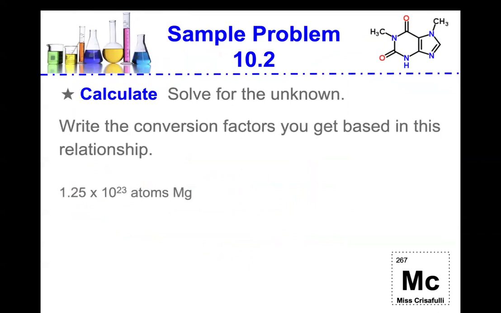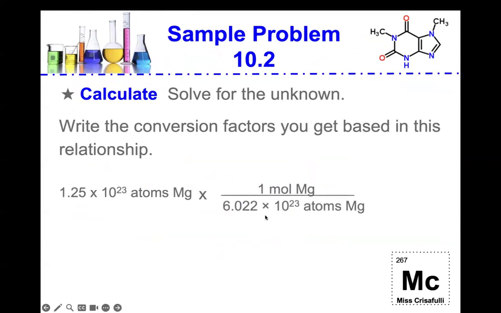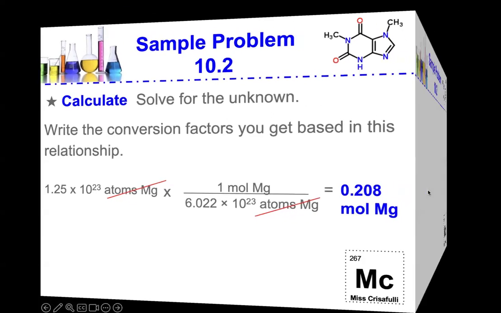We have 1.25 times 10 to the 23rd atoms of magnesium, and we're going to take the conversion factor, which puts Avogadro's number on the bottom because we want to make sure atoms of magnesium cancels out. And then we're left with moles. So we're basically taking 1.25 times 10 to the 23rd, dividing it by 6.022 times 10 to the 23rd. 10 to the 23rd is the same number, so we can cancel out those 10 to the 23rds. So we're really just dividing 1.25 divided by 6.022 to get 0.208 moles of magnesium. Significant figures is 3, so we're just going to be left with 3 digits after the decimal.